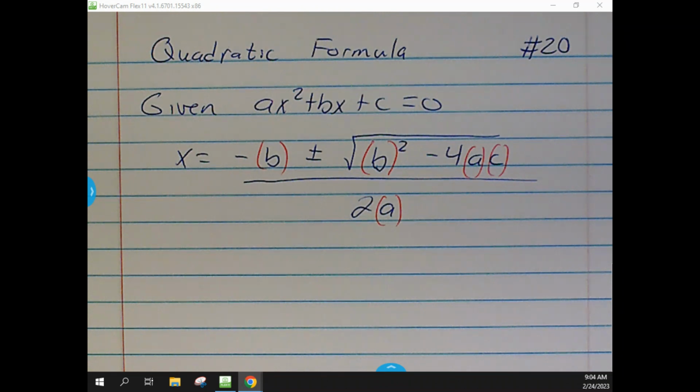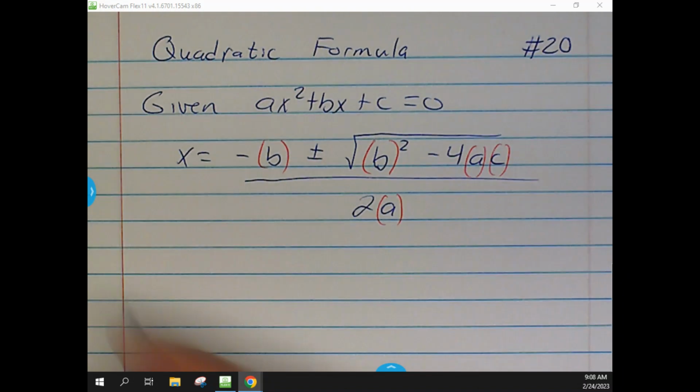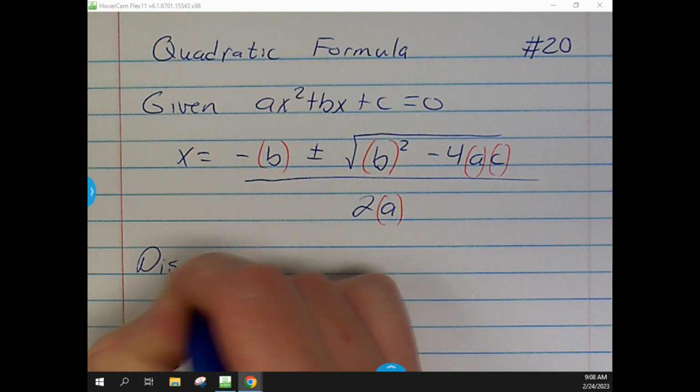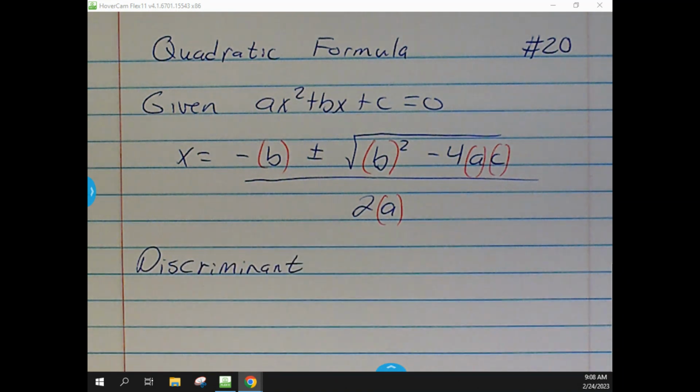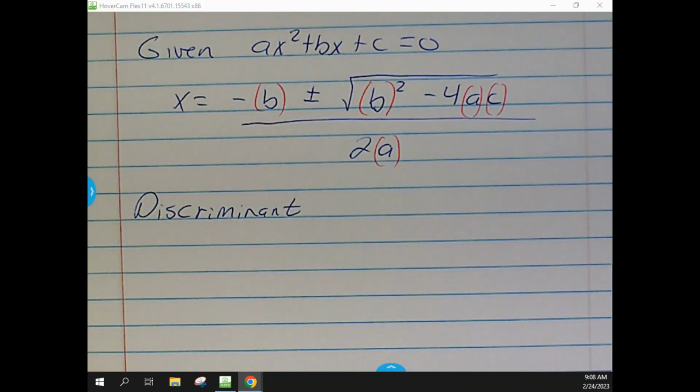So does everybody remember seeing that at some point in time? I heard a no in there somewhere. So yeah, it may have been a while. It may have been a couple of years, but we talked about it. You may have heard discriminant.